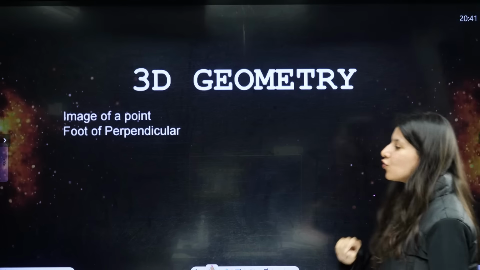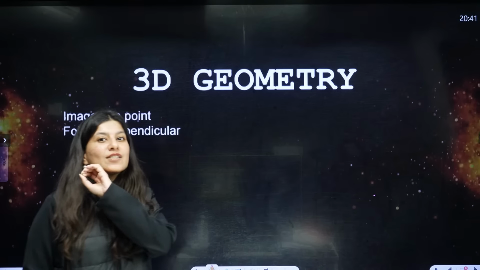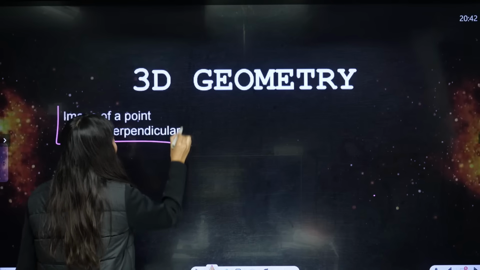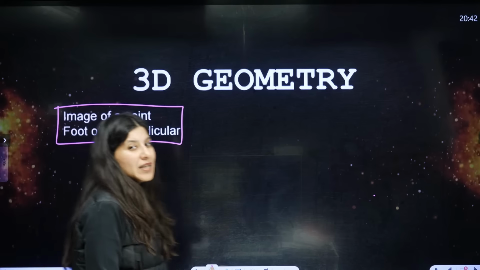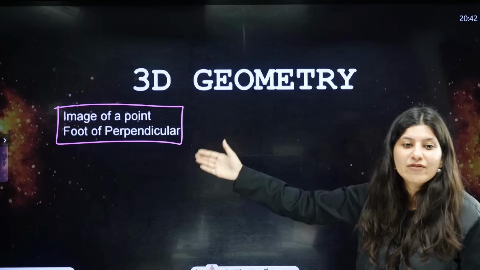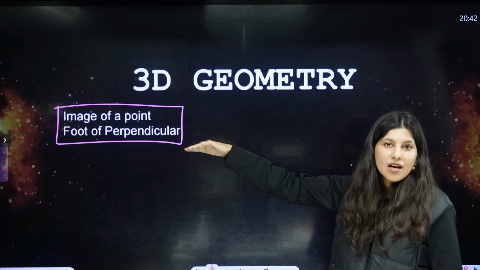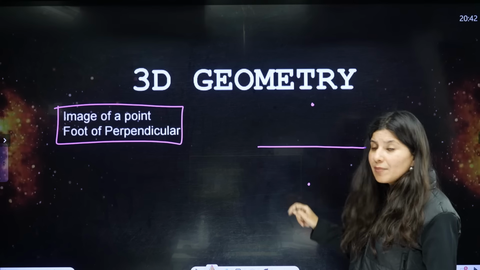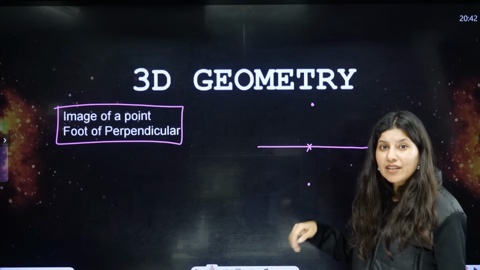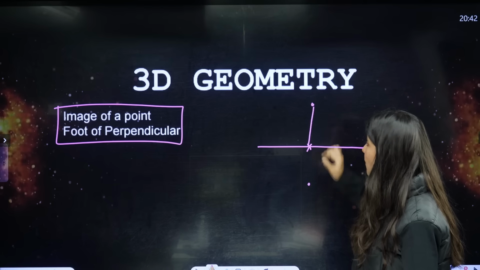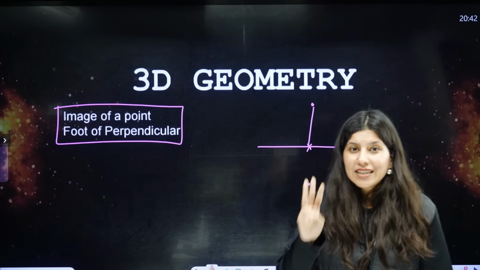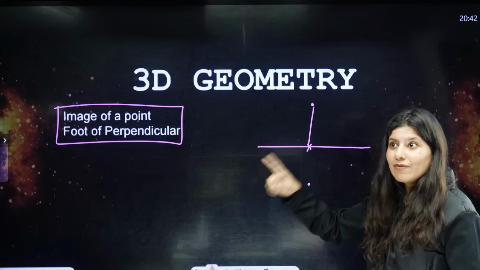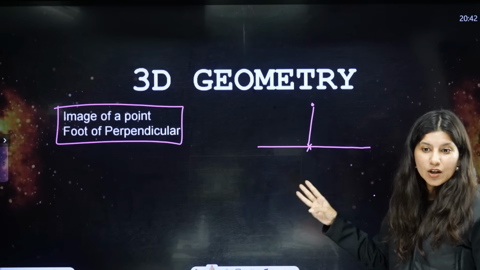Then we have 3D geometry. Two topics which are so important, and these two are from same category: image of a point, foot of perpendicular. Direct questions have come on image of a point. Suppose a line is given, a point is given, you have to find the image. If not image, you have to find the foot of perpendicular. If not foot of perpendicular, you have to find this distance. All three categories, the process is same, the logic is same, the concept is same. One concept, three category questions.